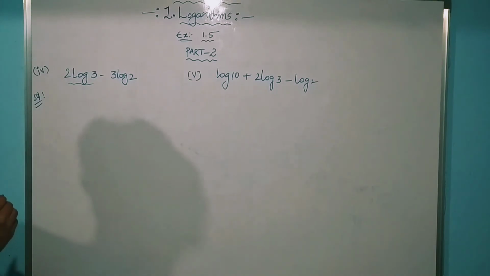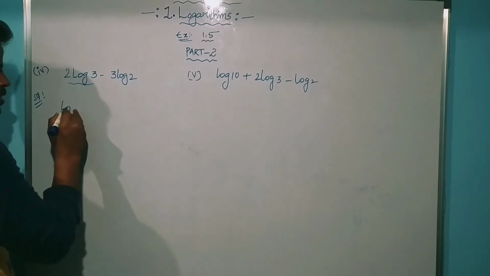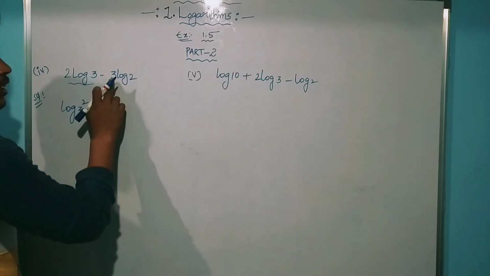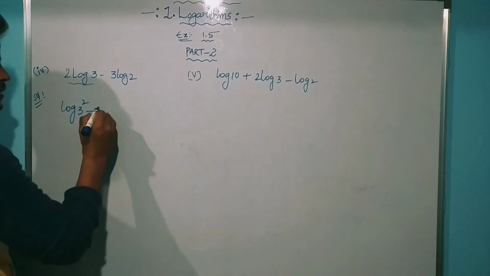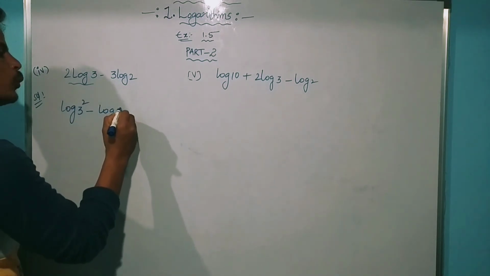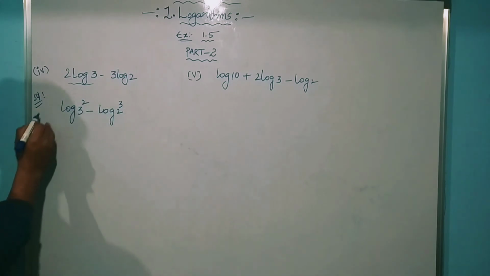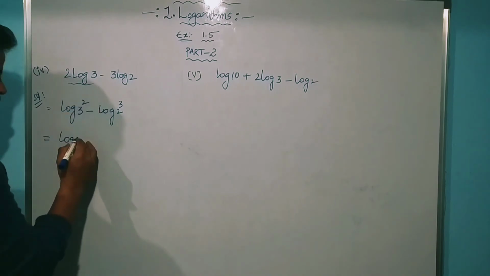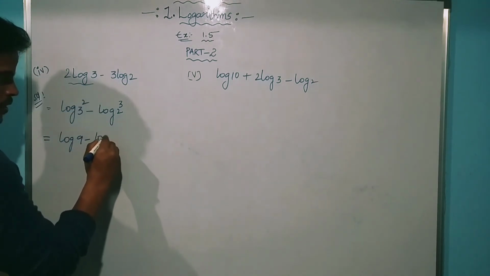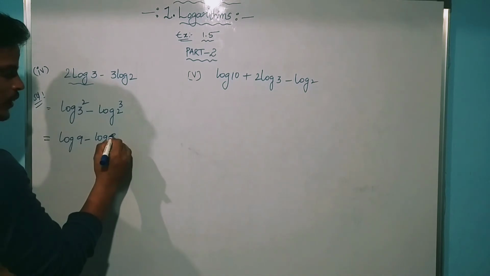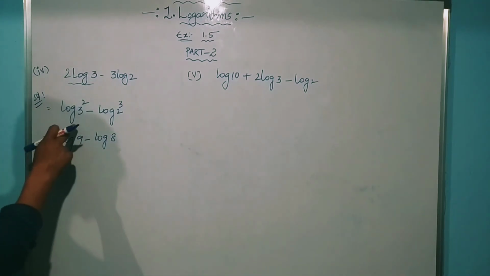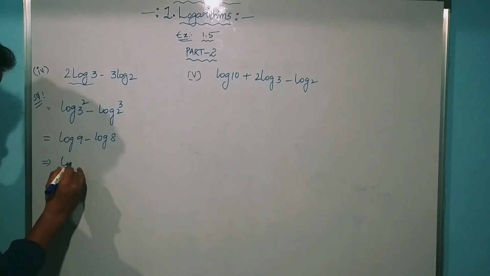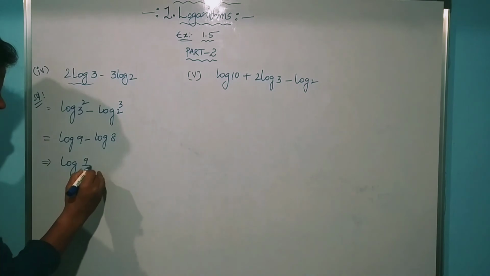I am writing 2 log 3 as log 3 square, minus, I am writing 3 log 2 as log 2 cube. So log 3 square value is 9 minus log 2 cube, value is 8, because 3 threes are 9, 2 twos are 4, 4 twos are 8. So I am writing log 9 by 8.